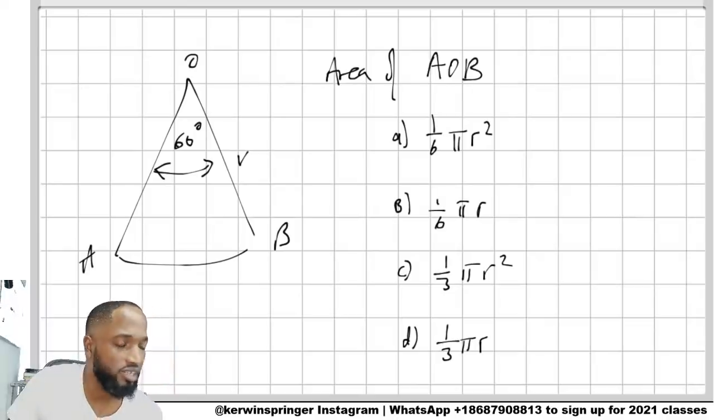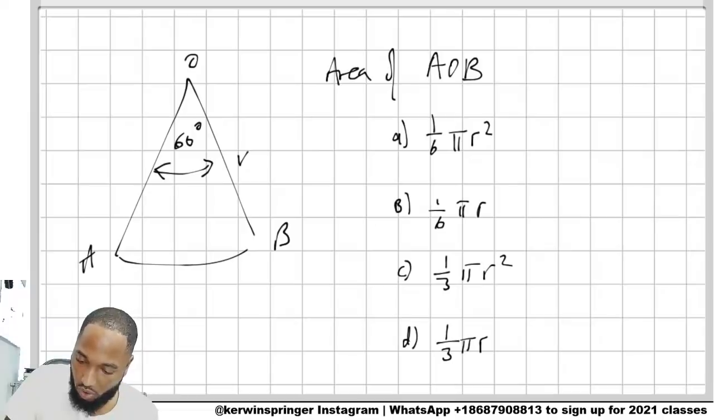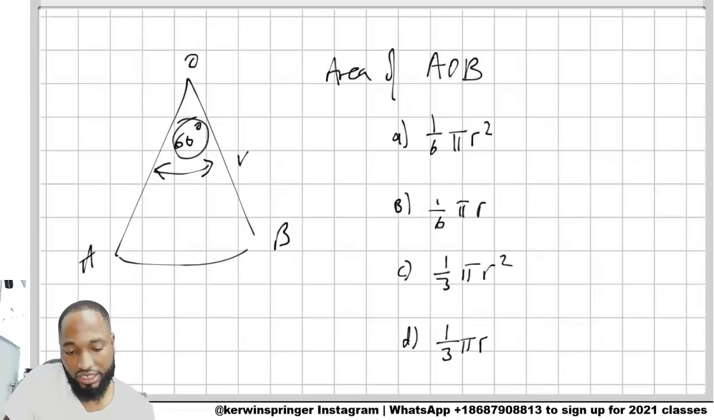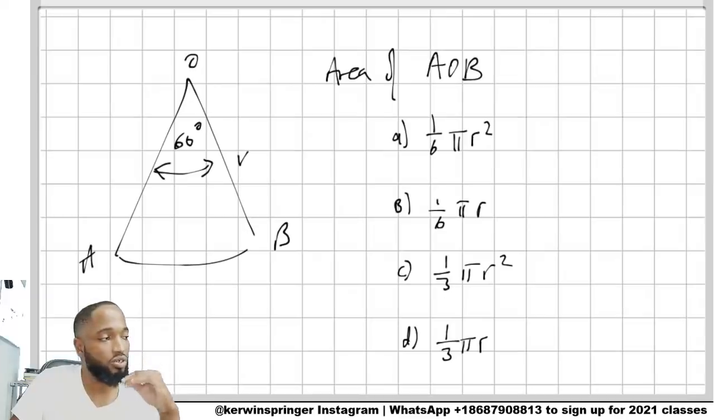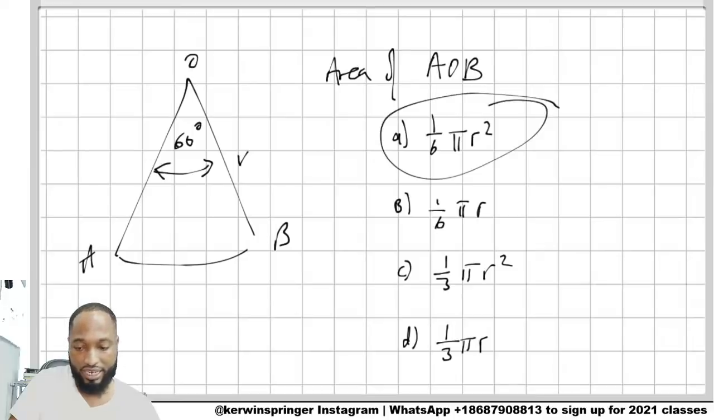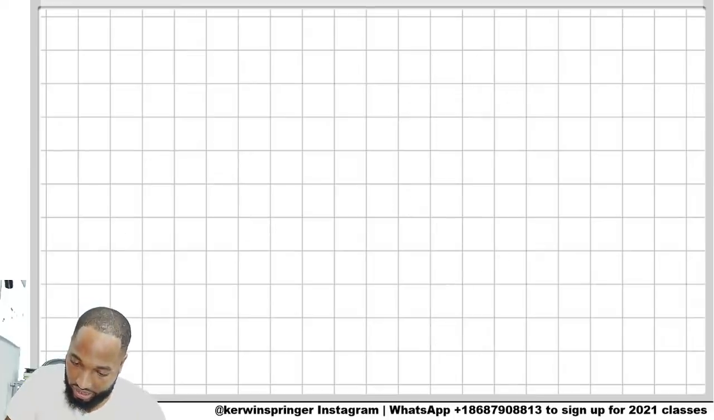You can't use a calculator in maths exam. So what is the area of AOB? Well, since this is 60 degrees, that means there's 1/6 of a circle. So theta over 360, 60 over 360 boils down to 1/6. So 1/6 area of a circle, pi r squared, 1/6 pi r squared is indeed the answer. Next.